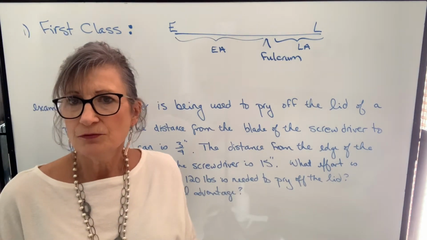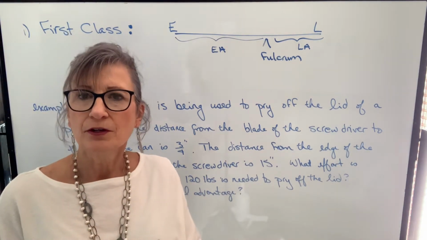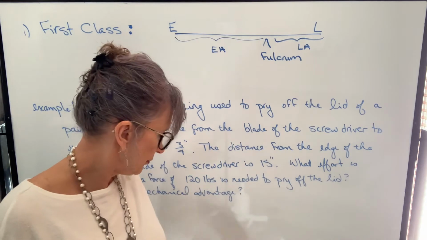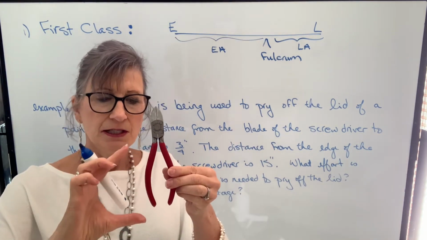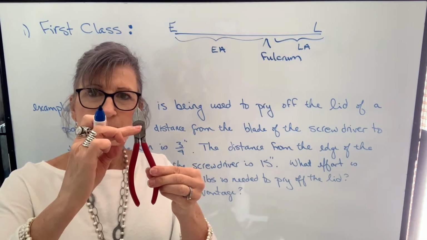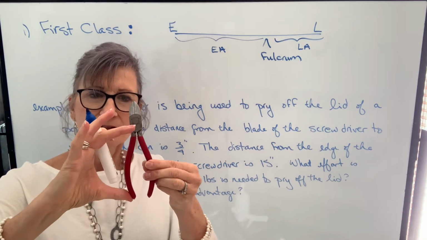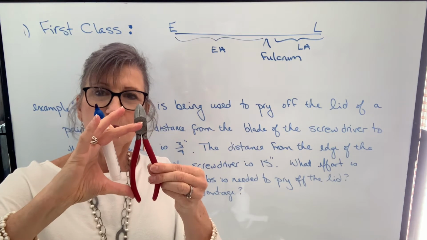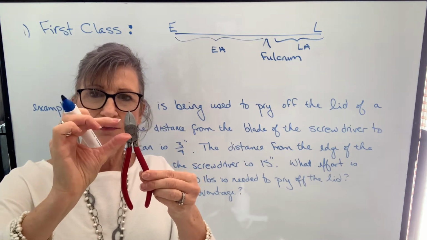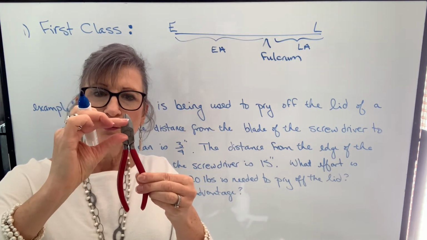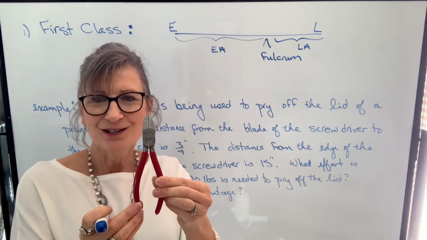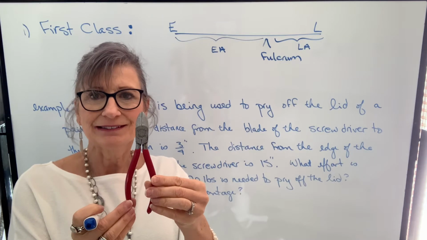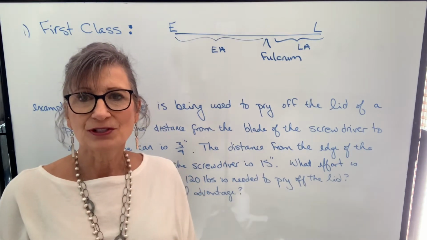There are a number of different tools that you probably use that are first class levers. For example, if you have wire cutters, the pivot point is right here. So the distance from where you're grasping the handle to that pivot point would be the effort arm. The distance from that fulcrum to where you're cutting would be the load arm. And the longer these handles are, the more mechanical advantage you'll get. So that's an example of a first class lever.